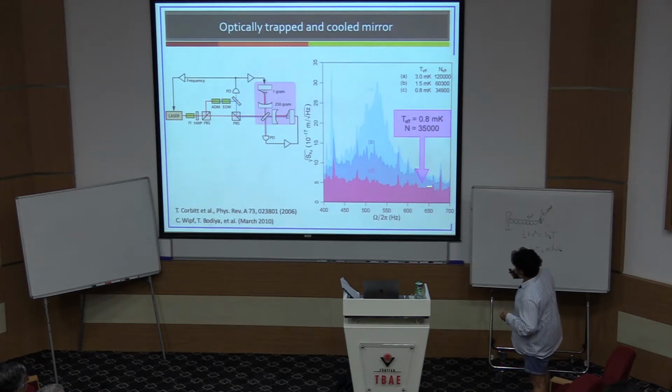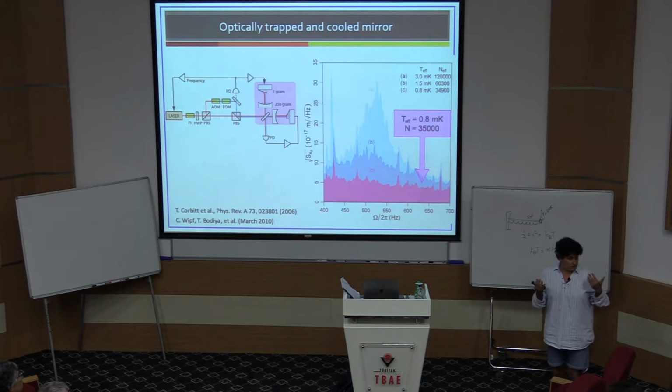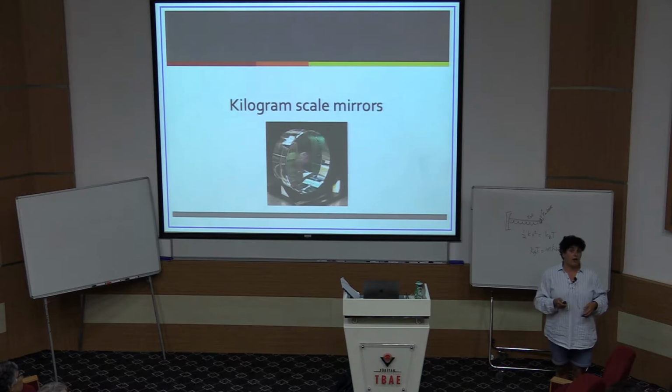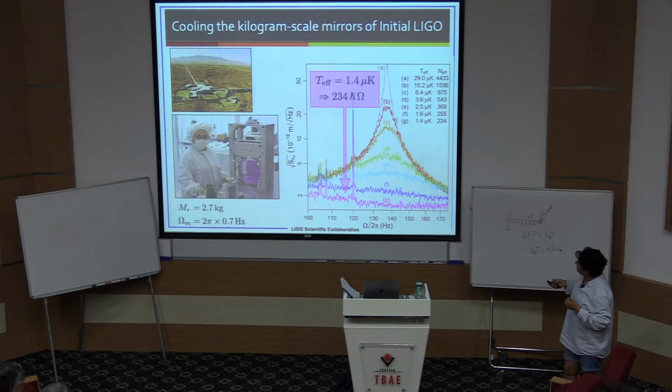that we were limited by some amount of frequency noise and some amount of shot noise. So we said, well, we know an experiment where the frequency noise is much better than we have, and the shot noise is much better than we have. So we repeated this experiment in initial LIGO. And in initial LIGO, the reduced mass of the four optics is 2.7 kilograms. We did the same optical cooling experiment there.